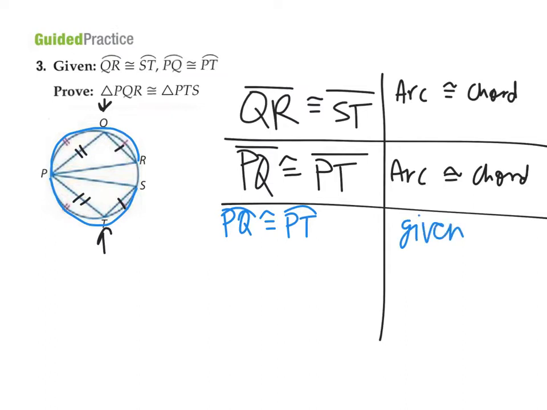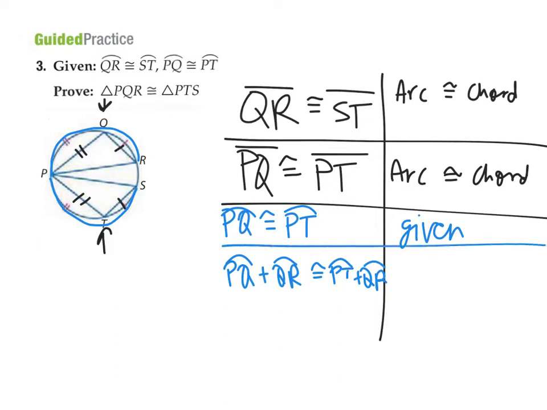Then we're going to add the same thing to both sides. We're going to add arc QR to both sides, and we can do that because of the addition property of equality. Then we're going to substitute in this second one here. We are going to substitute arc ST for arc QR, and we can do that because of substitution, since it was given that they're equivalent.